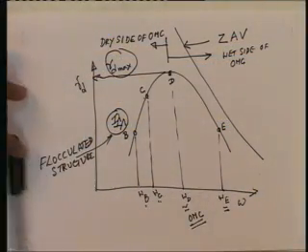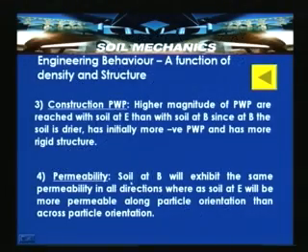The second point, a very important point, is the permeability. The soil at B will exhibit the same permeability in all directions, whereas soil at E will be more permeable along the particle orientation than across the particle orientation. So, let us try to look at this.